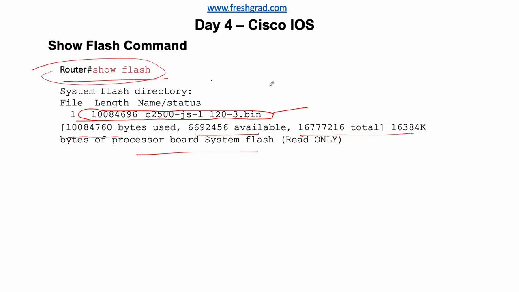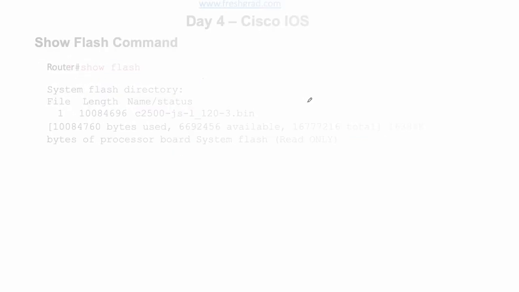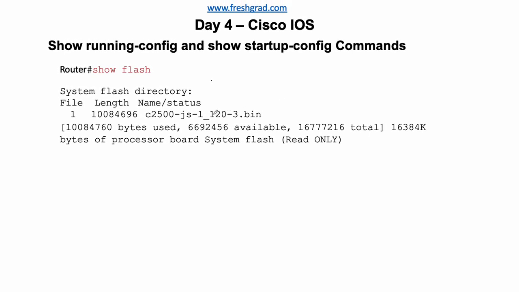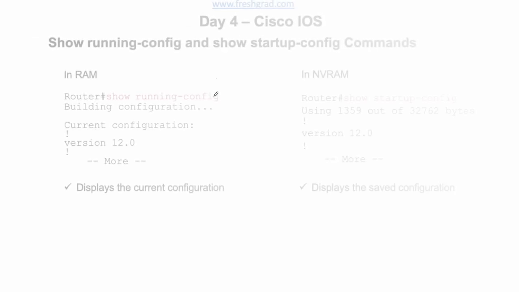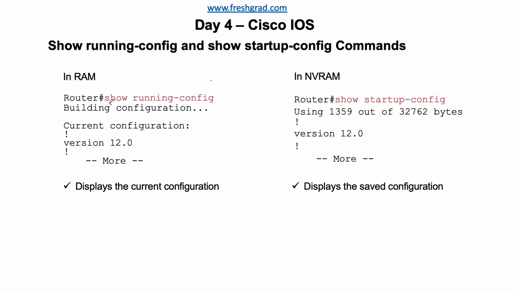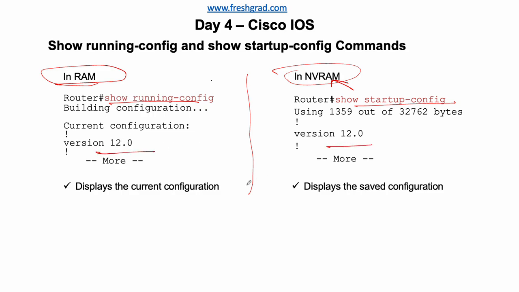So these are the basic commands: show version, show flash, show running-config, and show startup-config. The running config is stored in the random access memory, RAM. The startup config is stored in NVRAM. It's very important. Running config is stored in RAM; startup config is stored in NVRAM. So make sure you remember that. You can see both have the same version, same image.